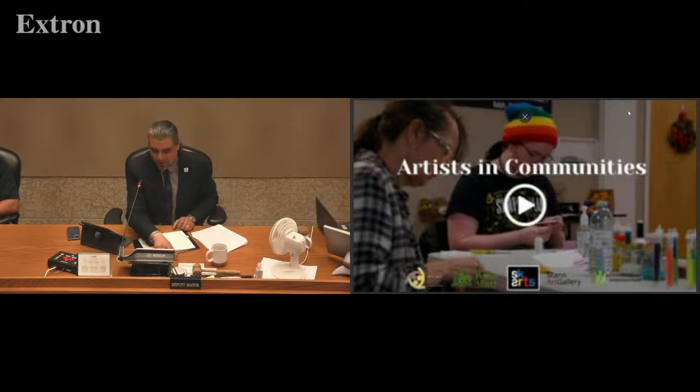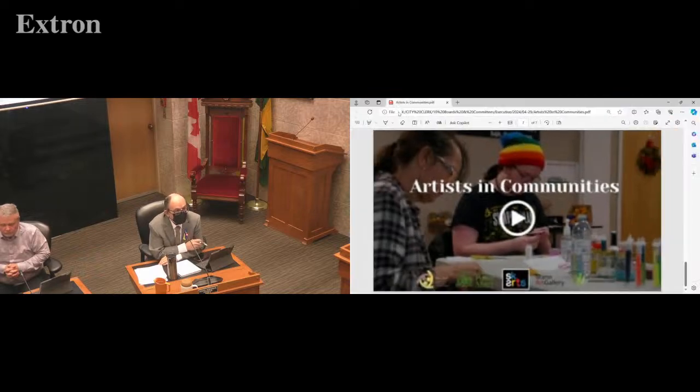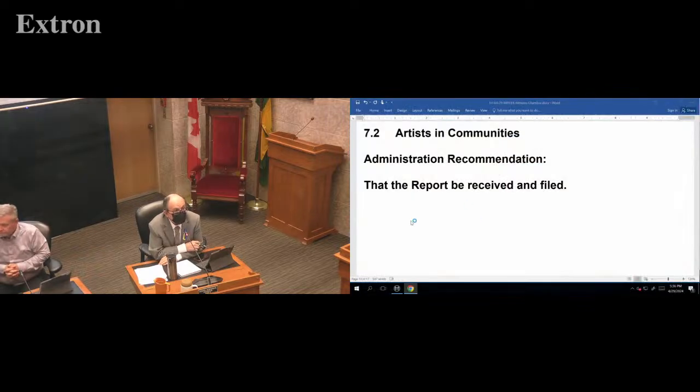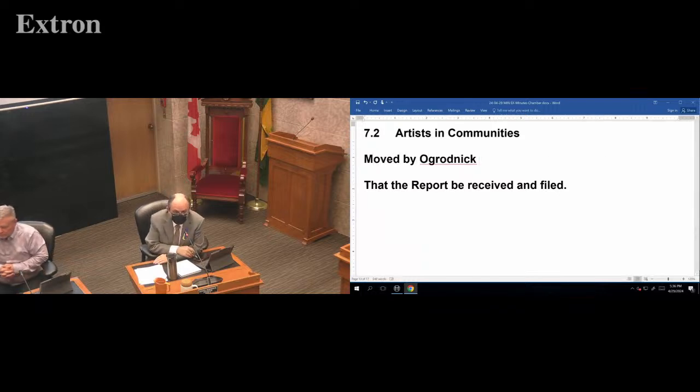Councillor Grodnick. Good, well, thank you, Deputy Mayor. I'll move the recommendation that we received and filed. And just thank you both Judy and Jesse for your presentation today. Art is wonderful. Art makes a community, and when people express themselves, and as the one artist there said, they tell their story. That's what it's about, is telling your story and what you're thinking and what you're feeling. And in a free and democratic society, it's always great to see that.